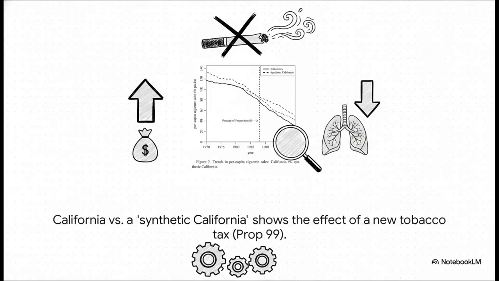And this right here is the classic example that made this method famous. The solid line is the real per capita cigarette sales in California. The dotted line is our custom-built synthetic California. Look at that. They match almost perfectly before 1988. Then, in 1988, California passes a big tobacco tax, Proposition 99. And you see it happen. The real California sales start to plummet, while the synthetic version keeps on chugging along. That widening gap between the two is just this powerful visual proof of the policy's impact.